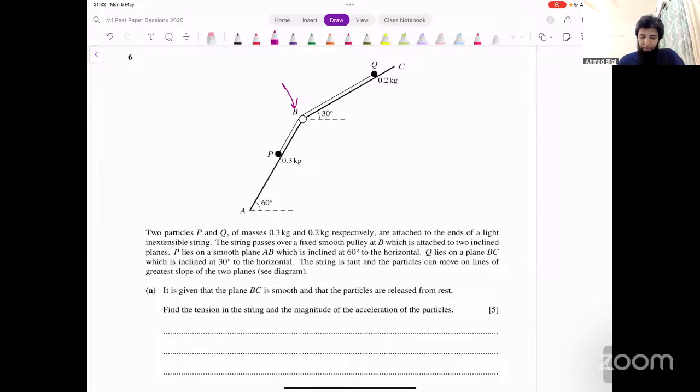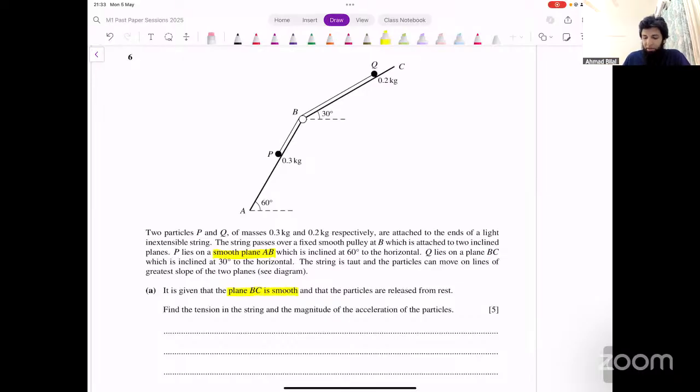Masses are shown in the diagram as well. We've got these two inclined planes. P lies on a smooth plane AB. So AB is smooth. The angle is shown there on the diagram. BC, we don't know anything about BC yet, if it's smooth or not. The string is taut and the particles can move on lines of greatest slope of the planes. Okay, all right. So the only important piece of information here is that AB is smooth. Everything else is shown in the diagram. Now, in the first part, they're saying BC is also smooth.